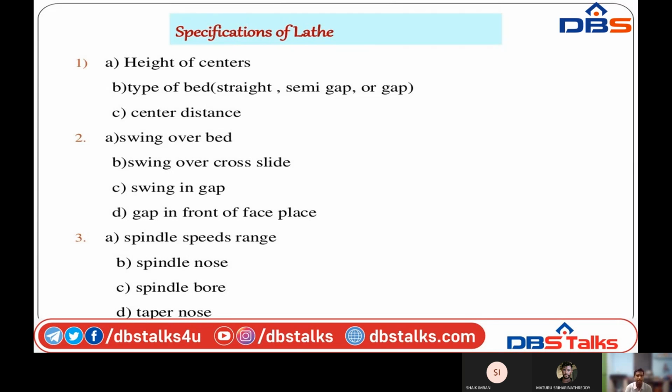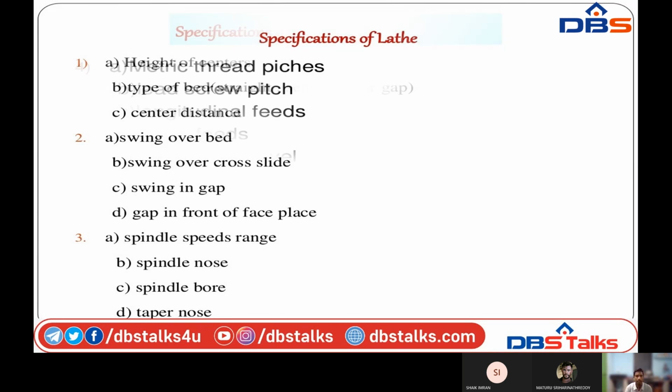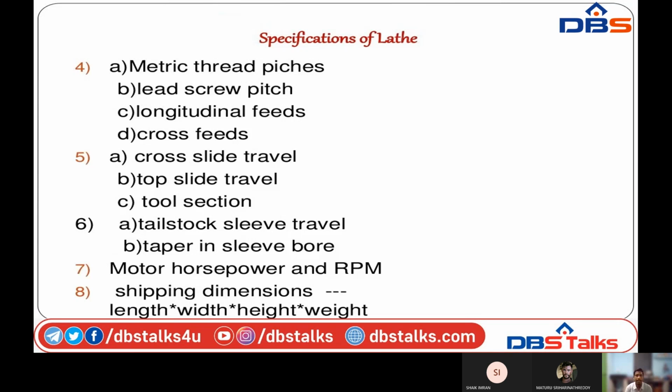Spindle speed range. Spindle specifications include spindle nose, spindle bore, taper nose. The spindle is placed inside the headstock. Next, metric thread pitches, lead screw pitch. These are all the main specifications we have to follow for performing various operations on lathe machines. Cross slide travel, top slide travel, tool sections, shipping dimensions, motor horsepower from this range to this range. These are all the dimensions and speeds we will discuss in lathe machines.